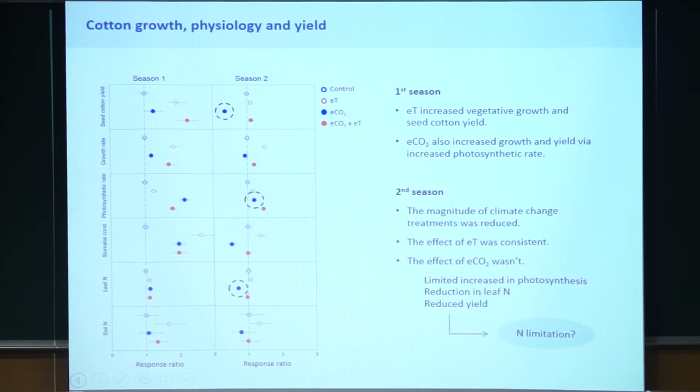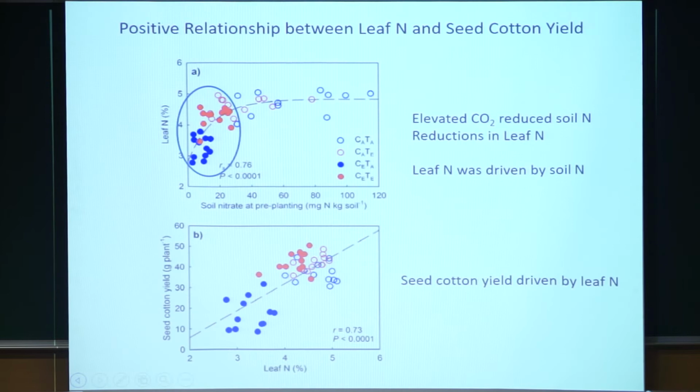And we asked ourselves, is it a natural nitrogen limitation that's happening? Well, what we ended up doing then is we looked at leaf nitrogen concentration as a function of soil nitrate at pre-planting. And everything here is elevated CO2, and this is ambient CO2. So elevated CO2 reduced soil nitrogen, and that led to reductions in leaf nitrogen. And leaf nitrogen was driven by soil nitrogen. And then we saw that seed cotton yield was strongly related to leaf nitrogen. So the impact of changes in the soil nitrogen affected the leaf nitrogen, which in turn affected the yield.